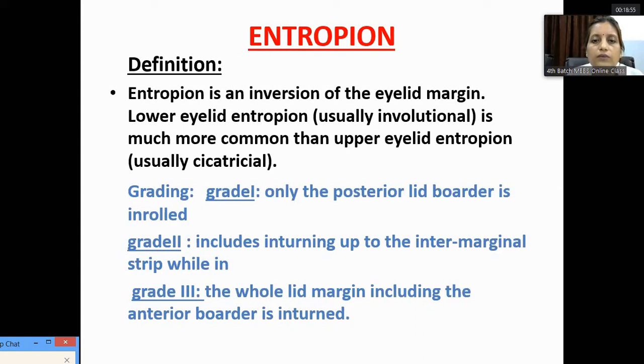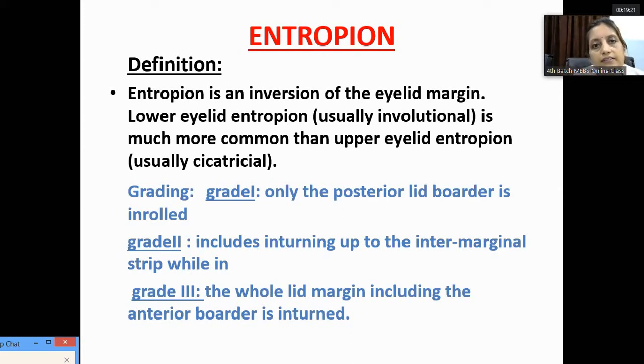In grade 1, only the posterior lid border is enrolled. So instead of touching the globe, it is enrolled inside. In grade 2, the intermarginal strip is enrolled inward. And in grade 3, you will see the whole of the lid margin, that is, the lashes are also enrolled inside.